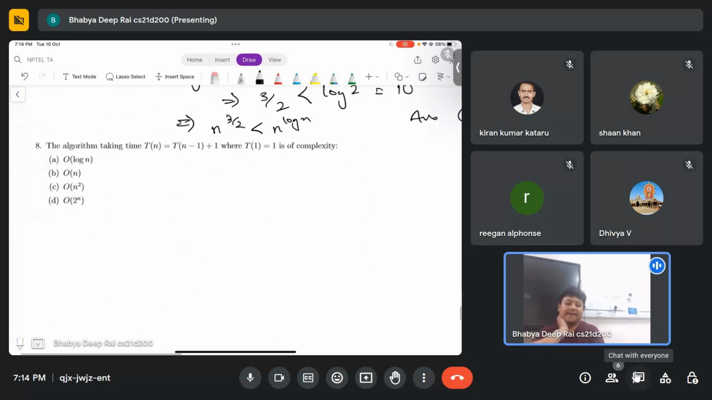Here you have another recurrence relation. Using the substitution method, can you tell me the time taken by the algorithm? We said that the algorithm takes this many steps. This is the recurrence relation: T of n equals T of n minus 1 plus 1, where T of 1 equals 1. This is the initial condition. Using substitution, can you tell me the asymptotic complexity of the algorithm?